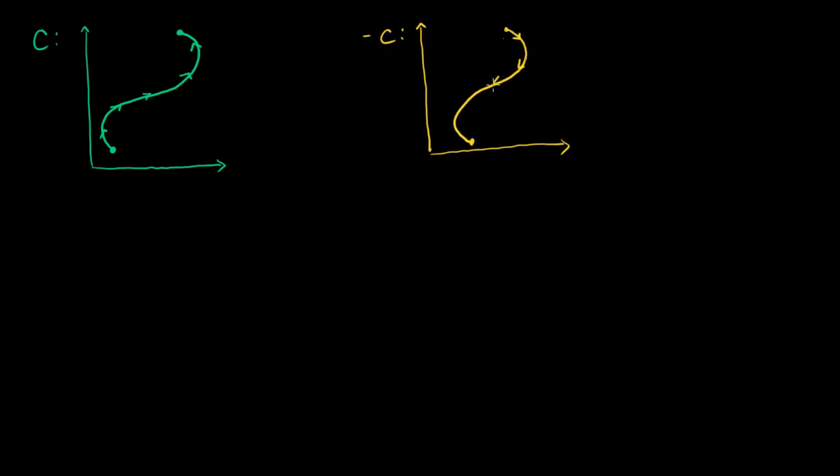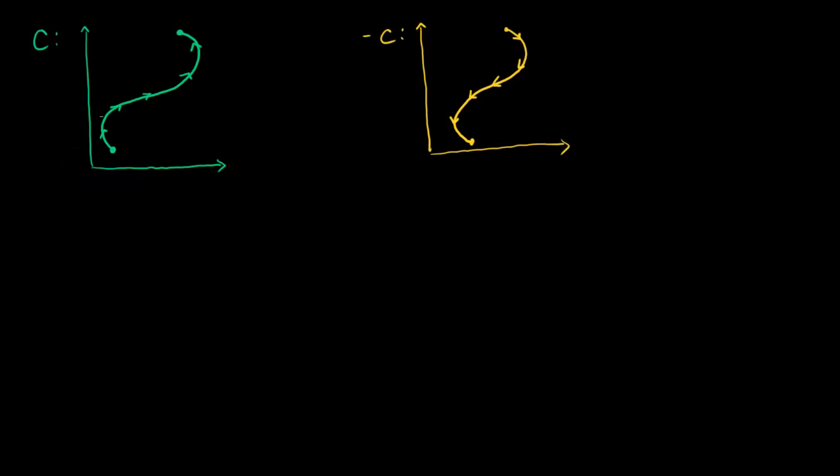So what I'm going to do in this video is just understand how we can construct a parametrization like this, and hopefully understand it pretty well. And in the next two videos after this, we'll try to see what this actually does to the line integral, one for a scalar field and then one for a vector field.